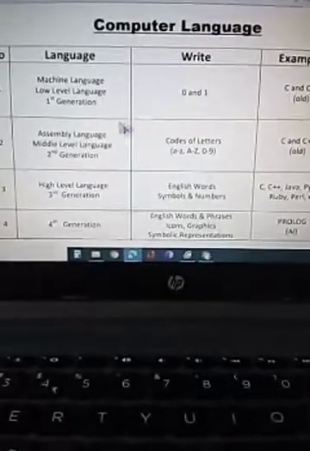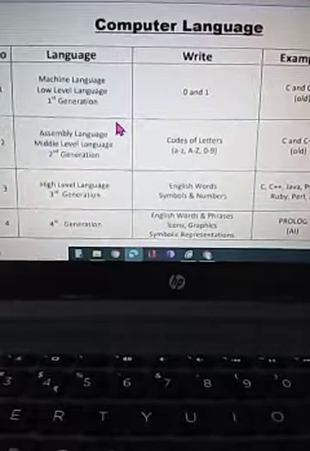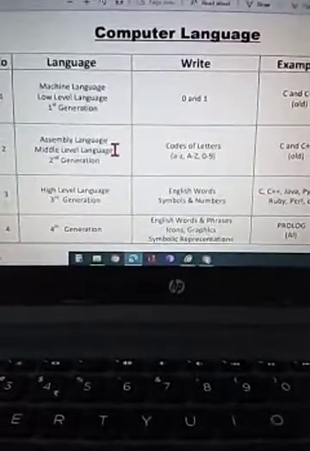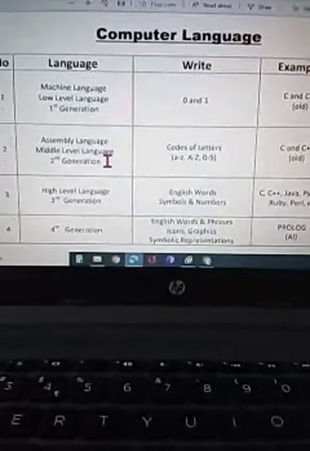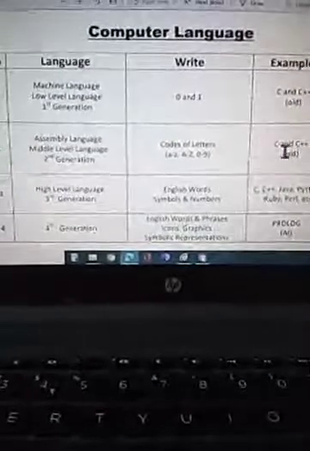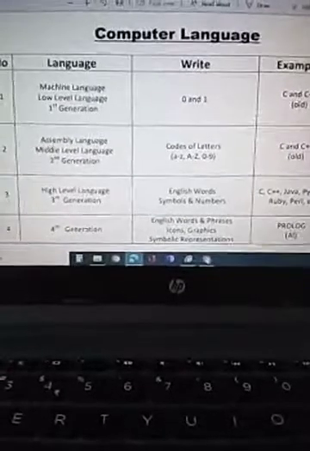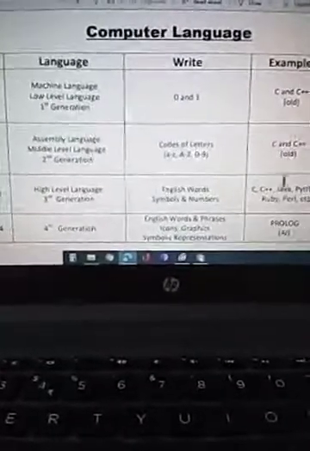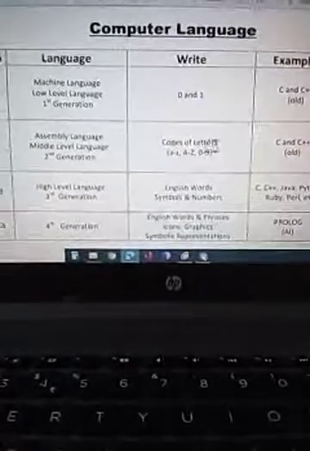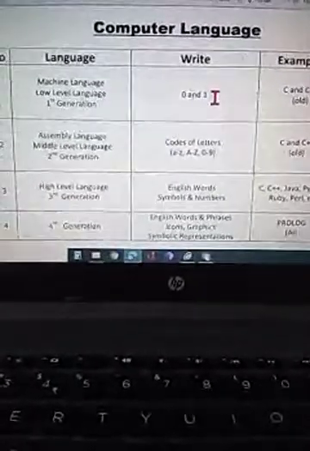Second one is assembly language, a middle level language, also known as second generation. What we use? Codes of letters. What do you mean by codes of letters? A to Z small letters, A to Z capital letters, and 0 to 9. Again, C and C++ older ones, better than machine language. Same languages, but improved with codes of letters other than zeros and ones.